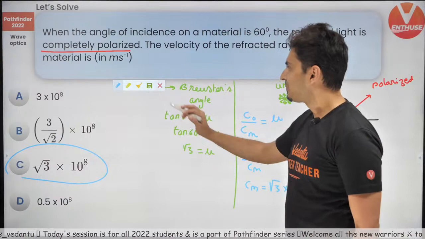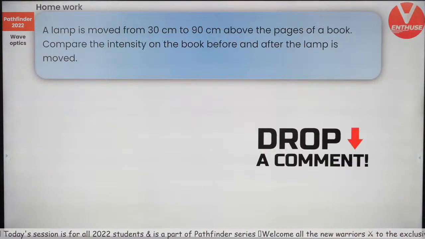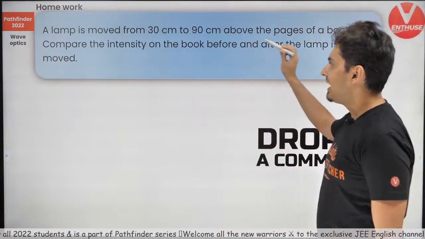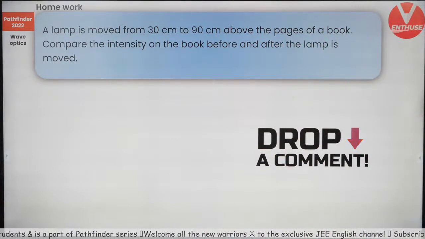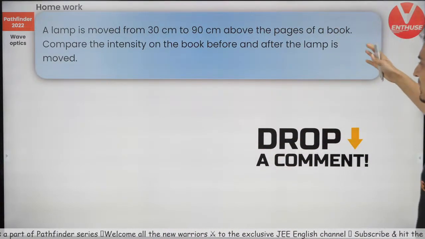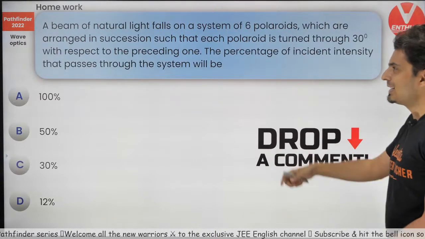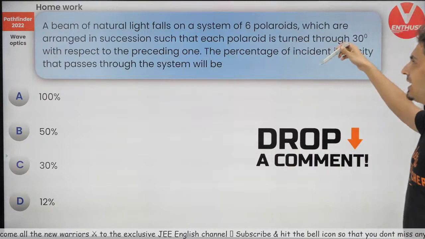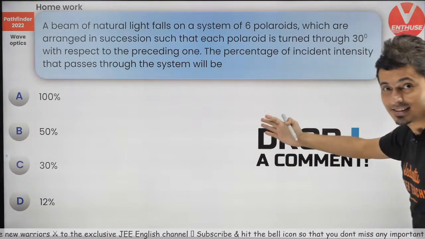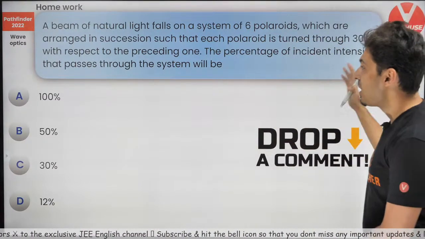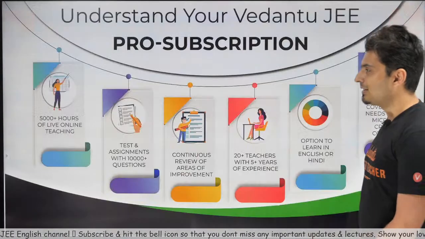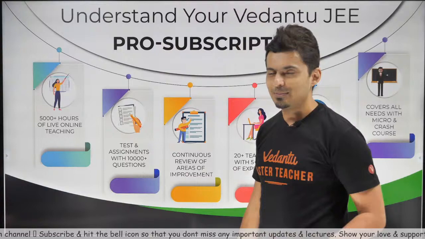What a beautiful question. I have certain questions for you guys as homework. This lamp, which is at 30 and moved to 90, what do you think will happen to the intensity? Put up the answers in the comment section. The second question is this one. This beam of natural light falls on 6 polarizers. Interesting question on polarization. What will be the final percentage of light that will pass through it? Very interesting question. Post it up in the comment section.